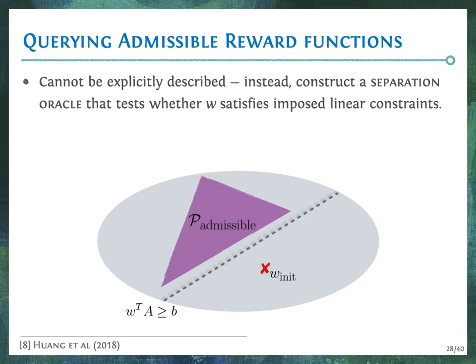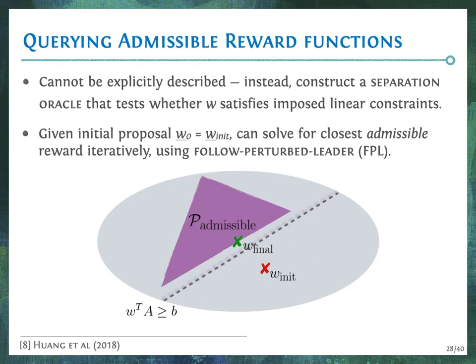Now that we have this separation oracle for querying whether a given W lies in the admissible reward polytope, we have what we need to optimize linear functions over this set. Specifically, given some initial reward proposed by the user, we can solve for the closest admissible reward using either exact methods or more computationally efficient iterative search techniques based on the follow the perturbed leader algorithms.